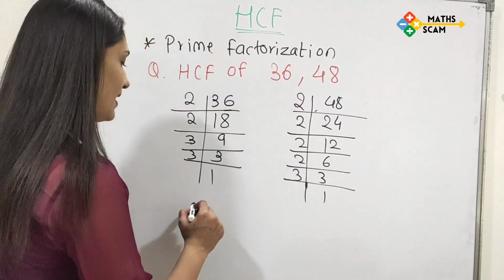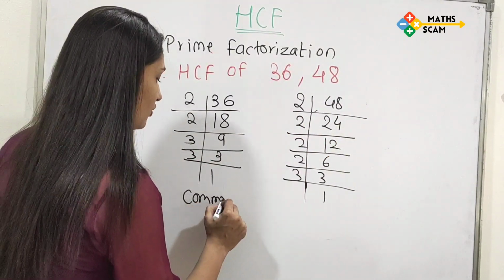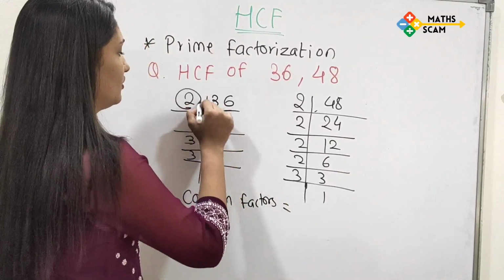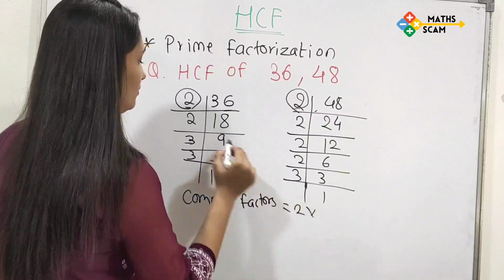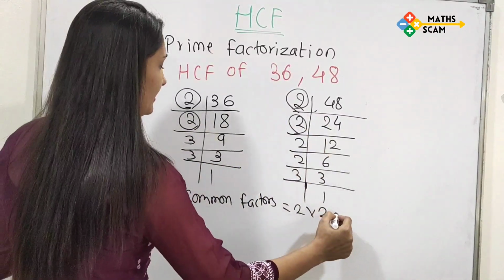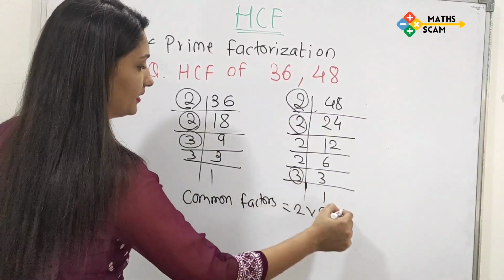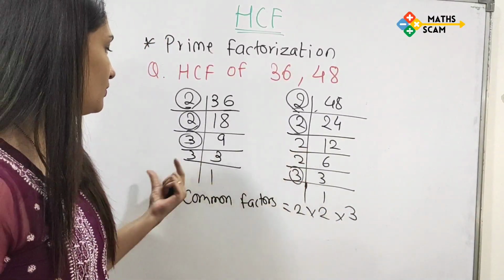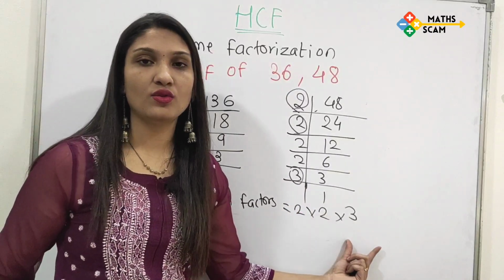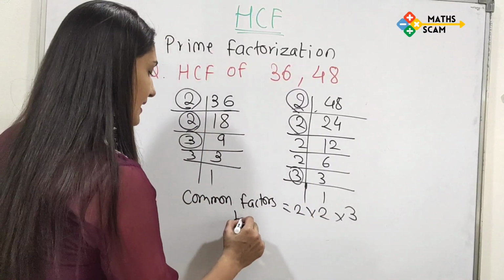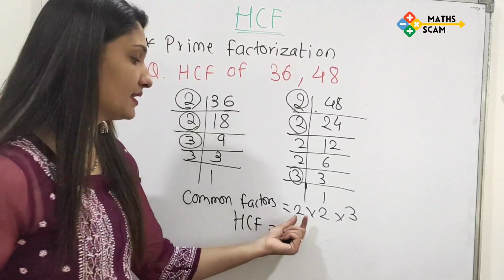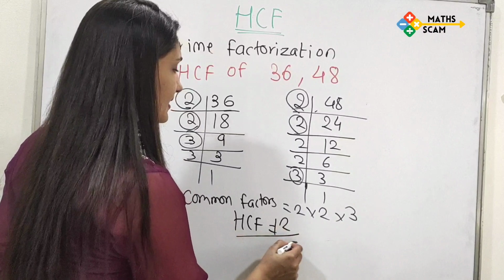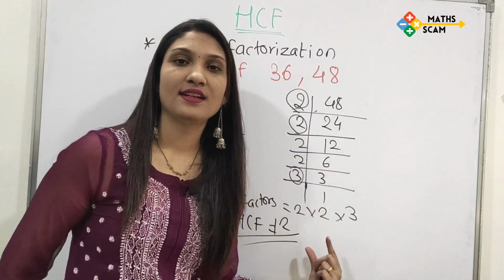Now we'll need to find common factors. So write 1 2, then 2 2, then 2 3 3. Then there is no 3 again, no 2 here. So the common factors are 2, 2 and 3. To find the HCF, we need to multiply these numbers. 2 2s are 4, 4 3s are 12. So the HCF of 36 and 48 is 12.